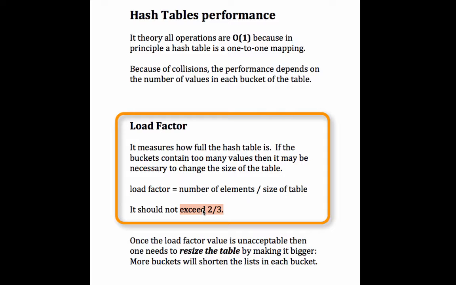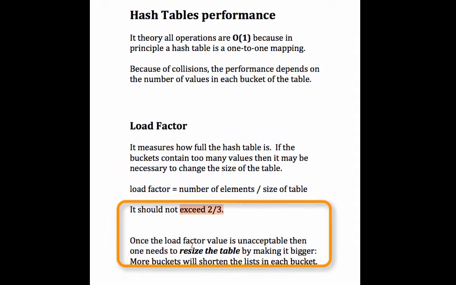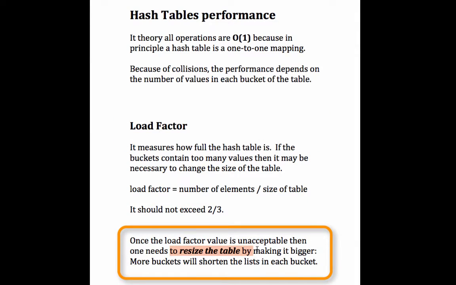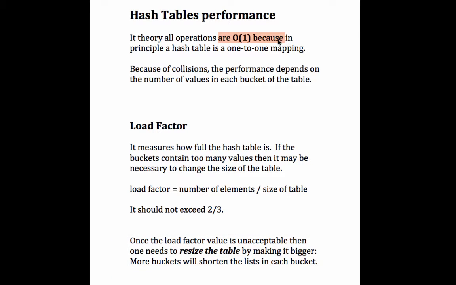What do we do when we reach 66%, or 2/3, or even a lower number? Then we need to resize the hash table. We need to increase the size of the array, and then we need to rehash all the values. By doing this, we're going to shorten the length of the linked lists. The performance in theory is O(1) because it's one-to-one, but in some cases it could be O(n) because we need to search a linked list.